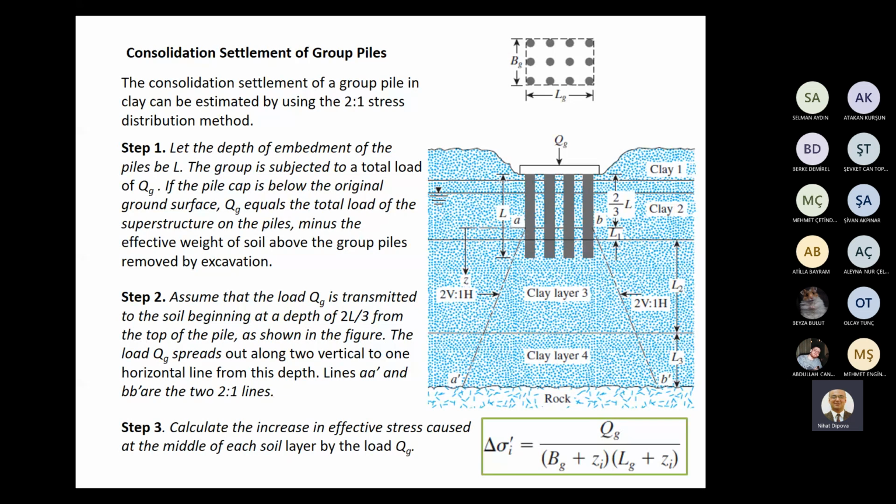Up to now, these methods give you allowable bearing capacity. But of course, we have to consider settlement of pile group. The consolidation settlement of a pile group in clay can be estimated by using the 2:1 stress distribution method. In other words, we call this method approximate methods.